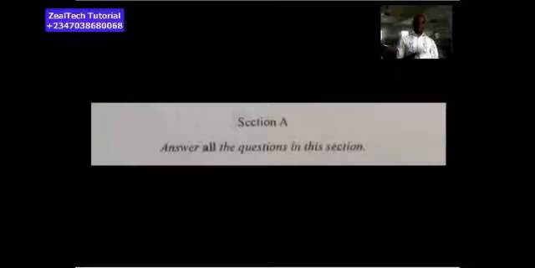Section A. The instruction given for this particular subjective question is that we should answer all the questions in this section. So let us begin, meaning you're going to attempt all of them. The ones you don't know, don't waste time on that. Just keep it and go on. Proceed with the next ones.